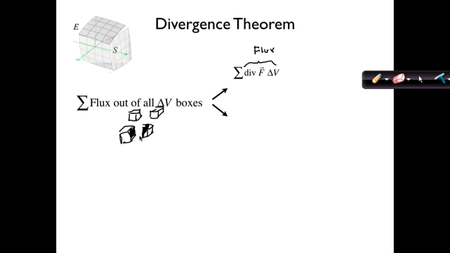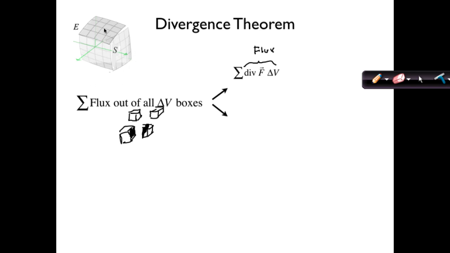We saw this in Green's theorem. And then the back side of this one will cancel out with the front side of this one. They'll be equal and opposite flux. So what will happen then? When all those cancellations take place, what will the sum of the flux out of all the delta V boxes be?